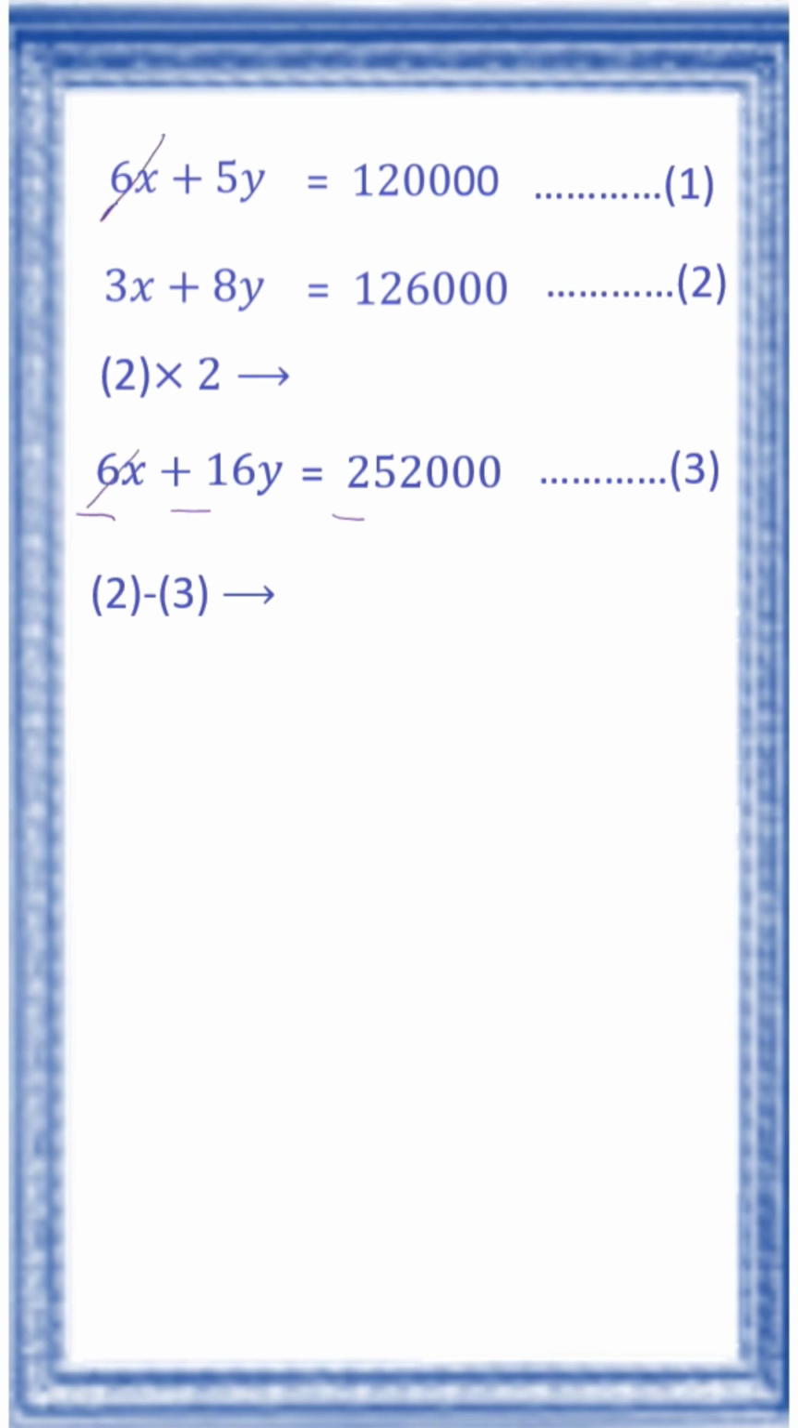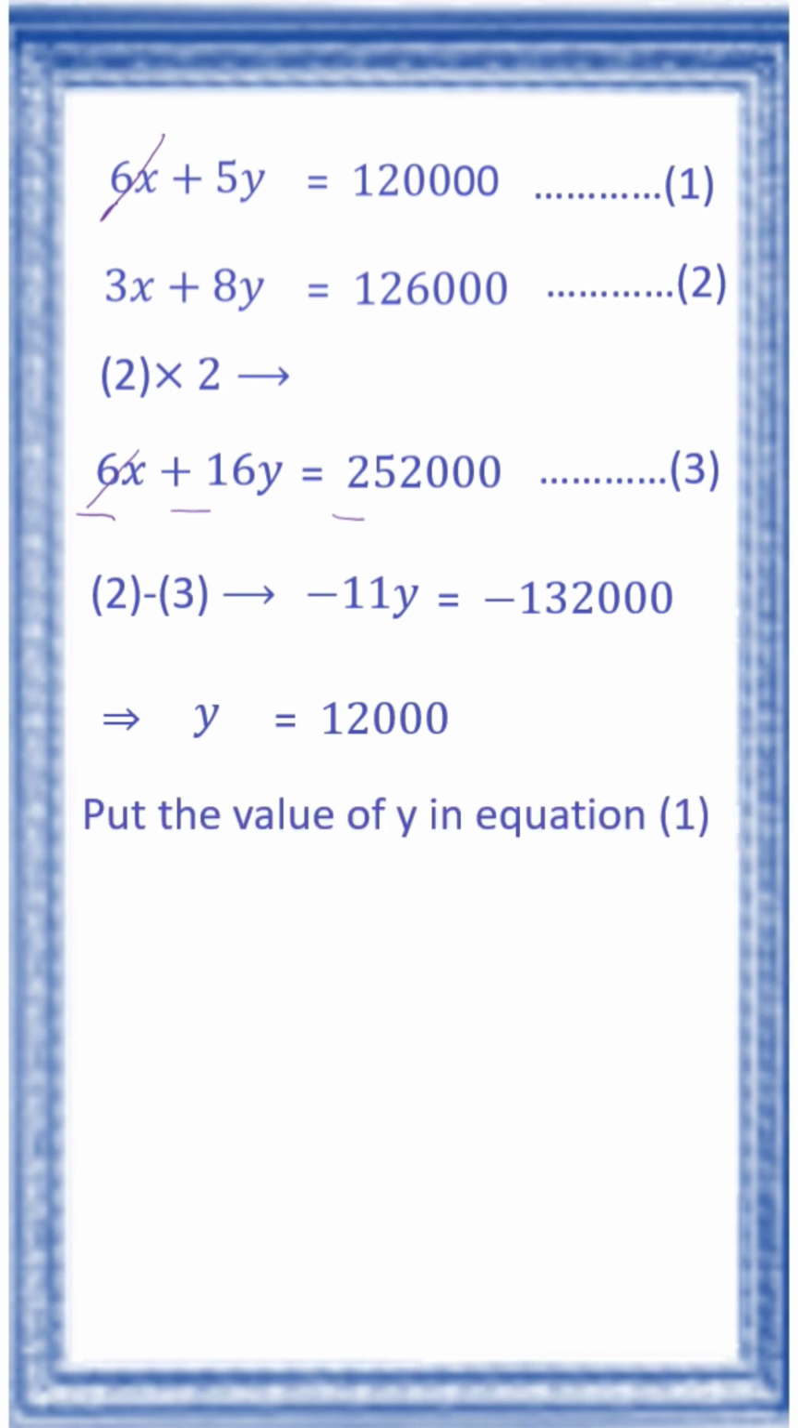6x and 6x get cancelled. 16y minus 5y, that is 11y. 252,000 minus how much? 120,000. How much will you get? Negative of 132,000. So y is equal to how much? You have to divide, isn't it? 11 12s are 132. Means 12,000. We got the value of y.